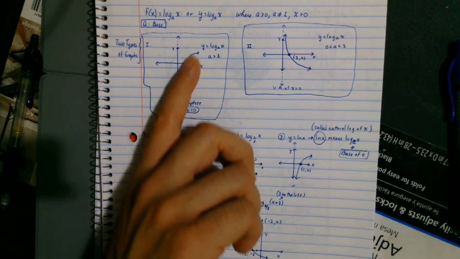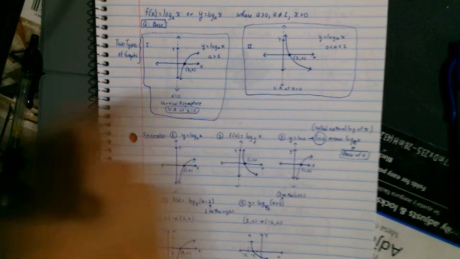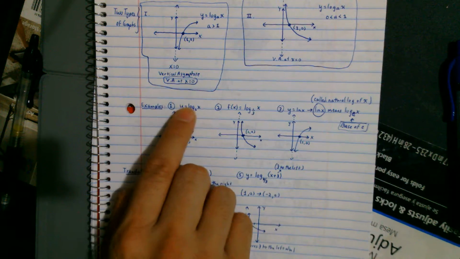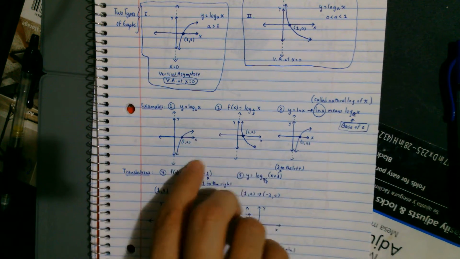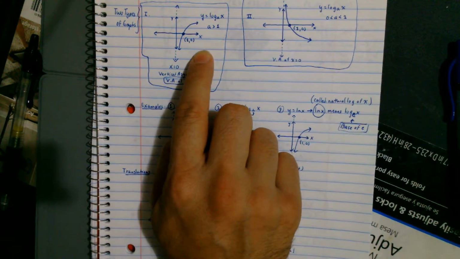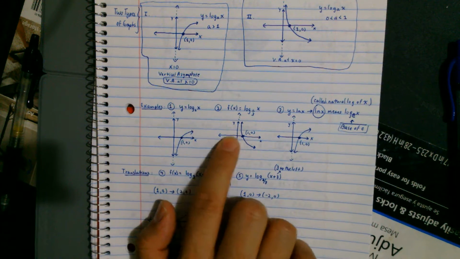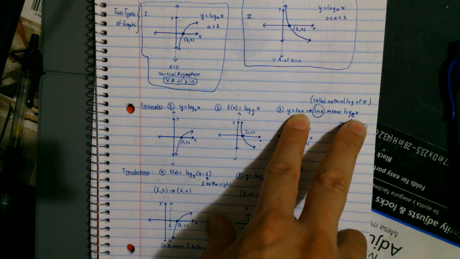If the base is bigger than 1, it goes up and to the right. If the base is less than 1, it goes down and to the right. This is the inverse of exponential, essentially how it works. So if the base is 2, it goes in this direction. The base is 3, the base is 4, the base is 5, and so on and so forth. It goes this direction. If the base is less than 1, like 1/2, 1/3, 2/5, 3/4, that kind of thing, it goes downward.